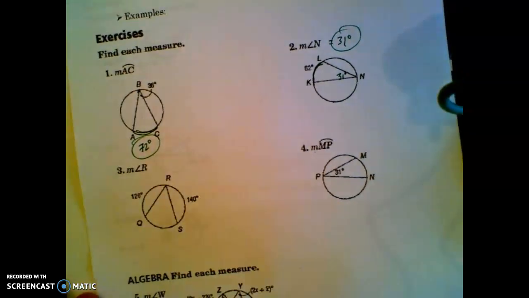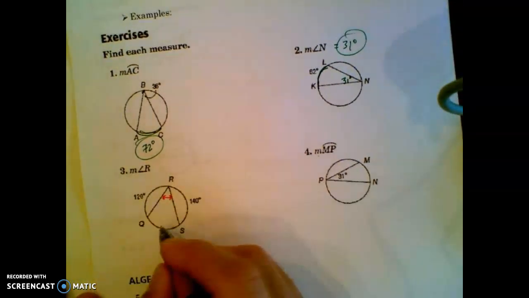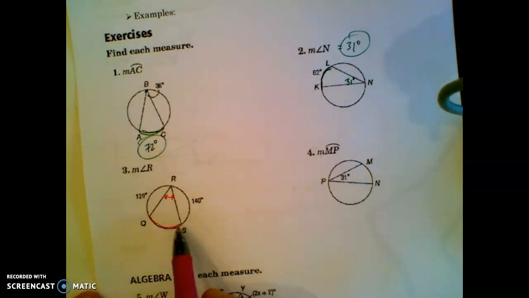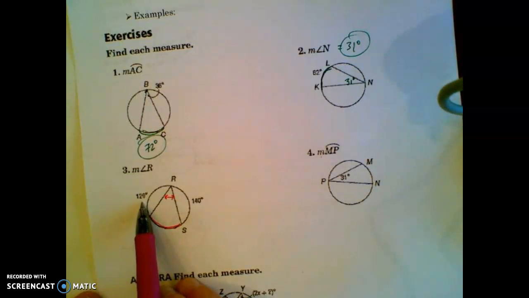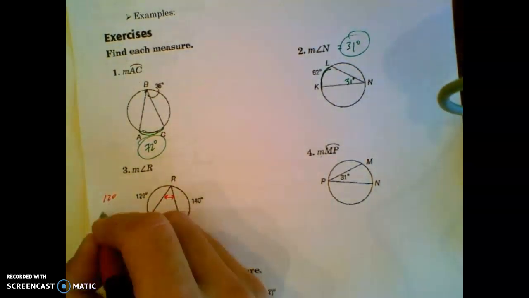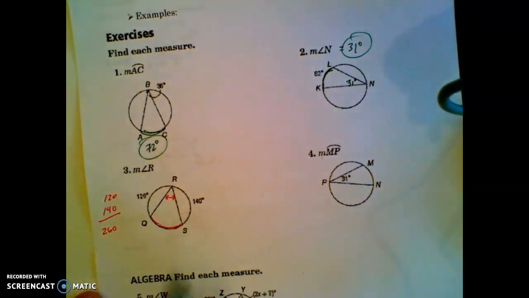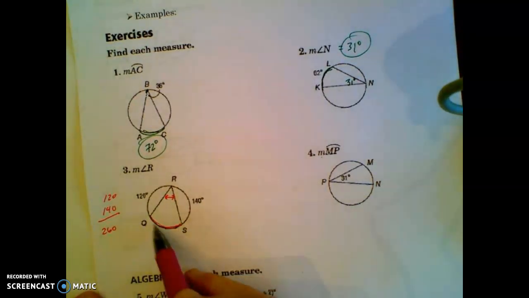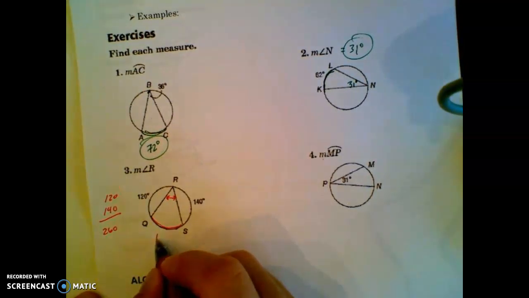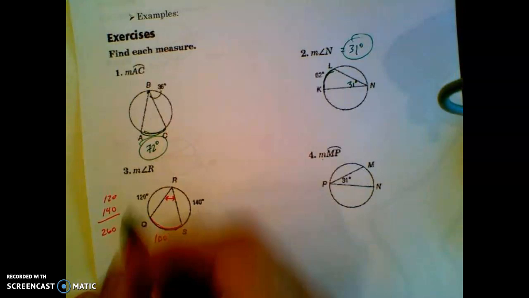Down here, I want to find this angle right here. In order to do that, I have to figure out how big this arc is. Well, all the arcs of a circle add up to 360. I have these two, this one's 120 and this one's 140, so I'd probably add those together. And that is what, 260? So if that's 260 degrees, this remaining arc, which is the rest of the circle, would be 360 minus that, which is 100. Well, the inscribed angle has to be half of that arc, so it's got to be 50.